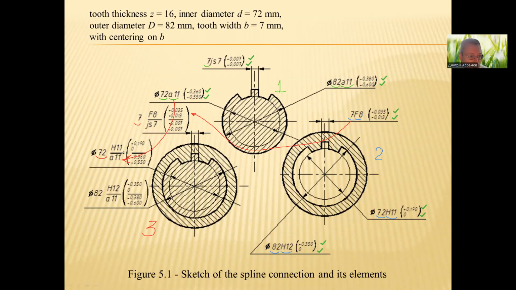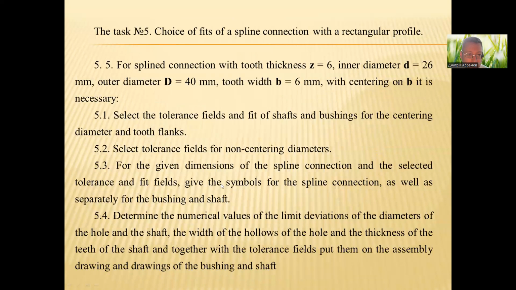And once more, for the inner diameter, 72 millimeters, H11, a11, and for the outer diameter, 82 millimeters, H12, a12. So now you can calculate your variant of this task of laboratory work number 5. Use your variant of the task and calculate these parameters. You can see all points 5.1, 5.2, 5.3, 5.4.